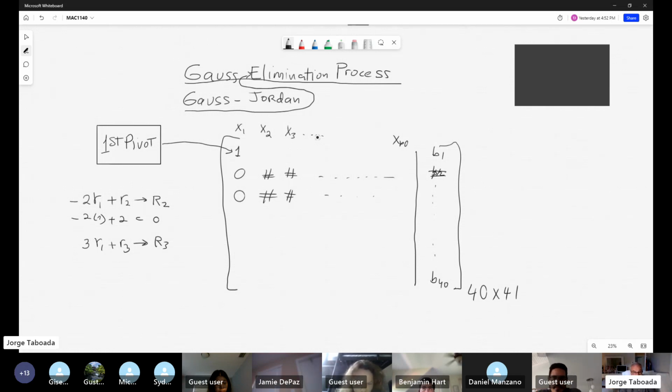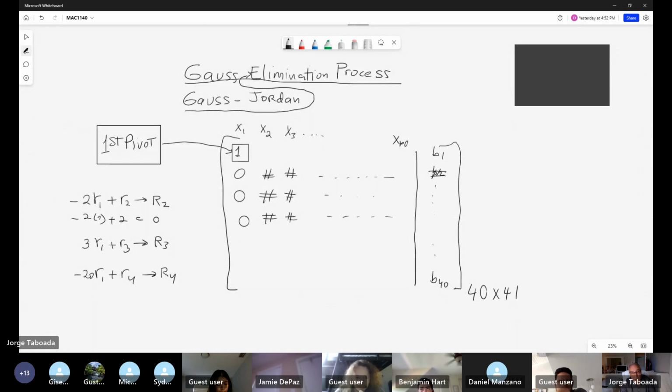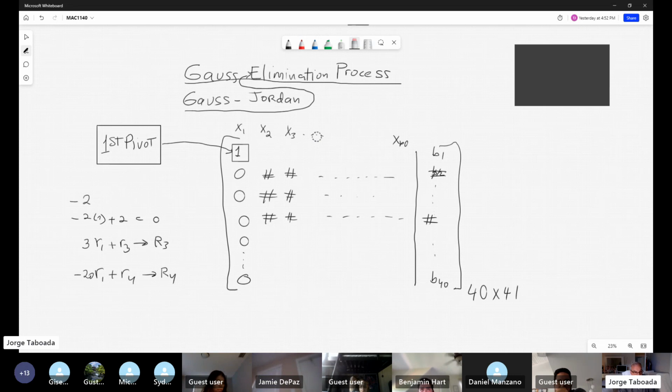Suppose I have 20 in row 4. No problem. You take row 1 again, the important row that contains the pivot, multiply by -20, add row 4, and store in the new row 4. Now magically this 20 becomes 0 and changes row 4. So you apply this idea, in this case 40 times, and you create zeros in the first column. So far, everyone follow me?